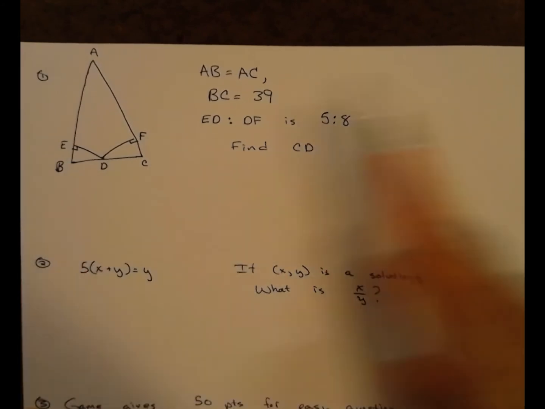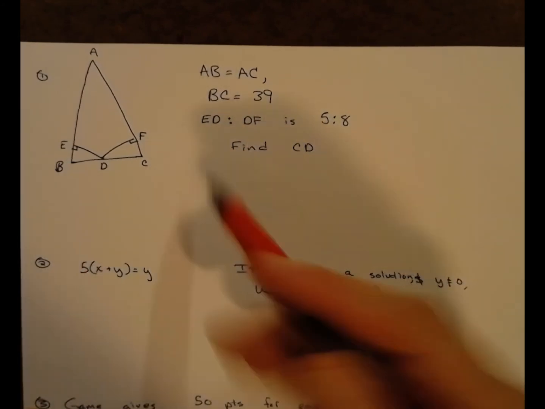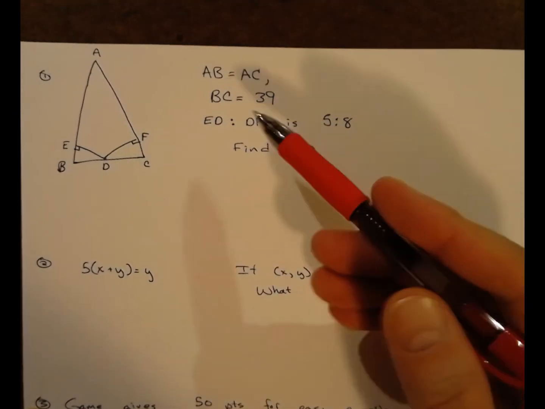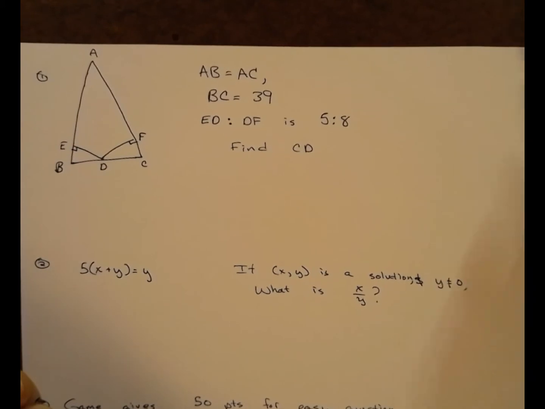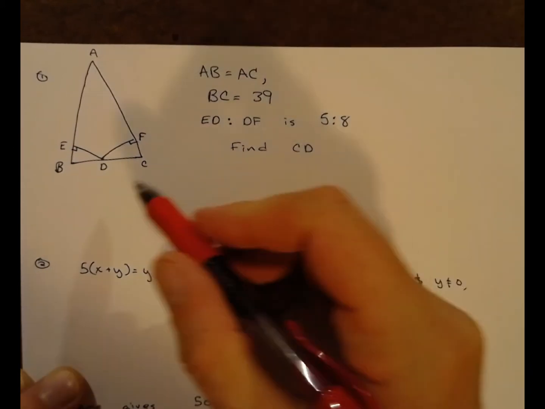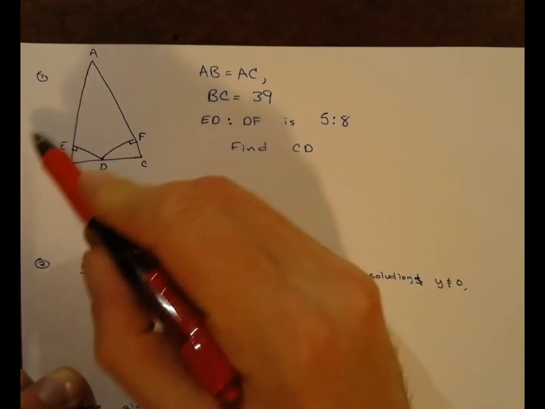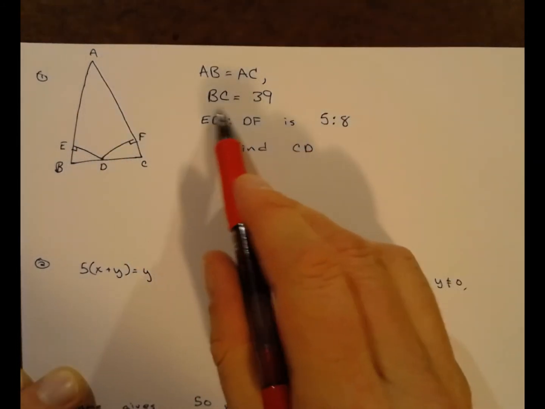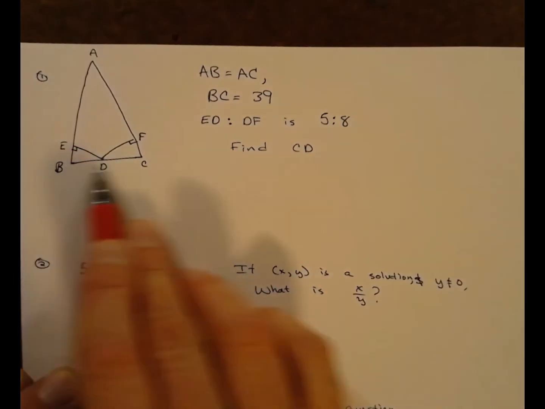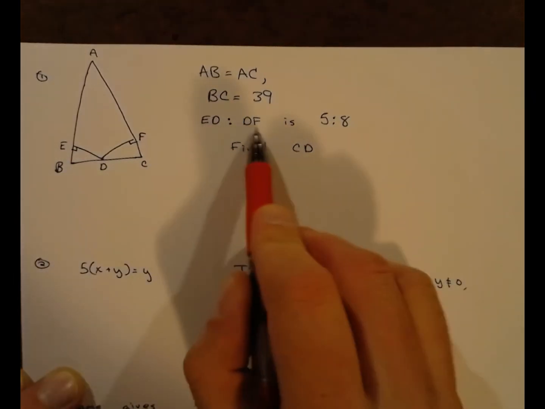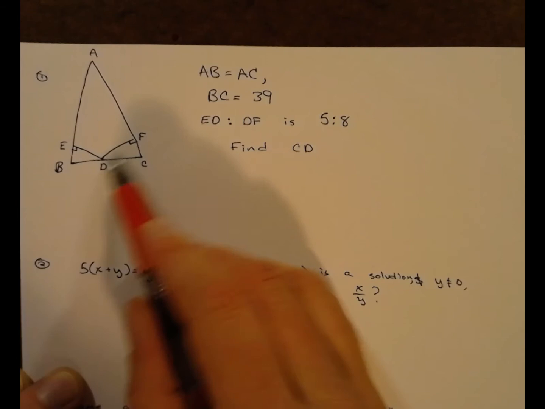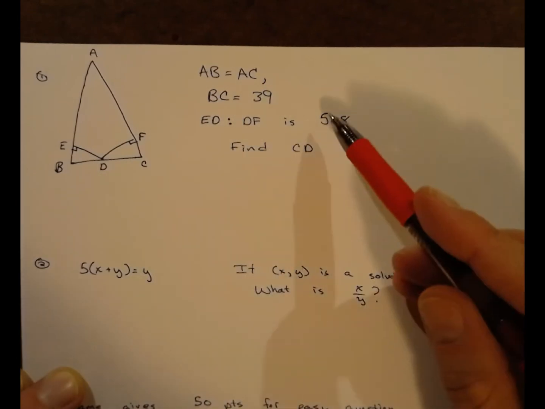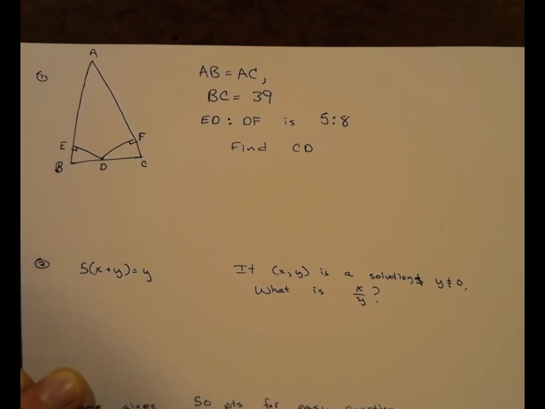All right, so the first one was this geometry one, and I paraphrased the information from the problem, but basically they tell you that we have an isosceles triangle, and we know it's isosceles because they tell us that 2 sides are equal in length, AB and AC. They tell us that BC is 39 units, and they give us a ratio of 2 sides, ED to DF. They said that's 5 to 8. Find CD.